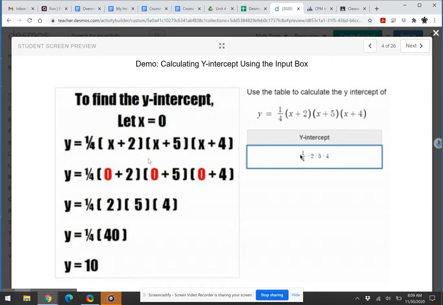They actually do a pretty good job here of showing you how to do it. But I think you could look at this for a while, if you don't know what they're doing, and not really understand. They're plugging 0 in for x to get the y-intercept. When you put 0 for x, the calculations inside the parentheses are pretty straightforward, and you get 1/4 times 40, which is 10.